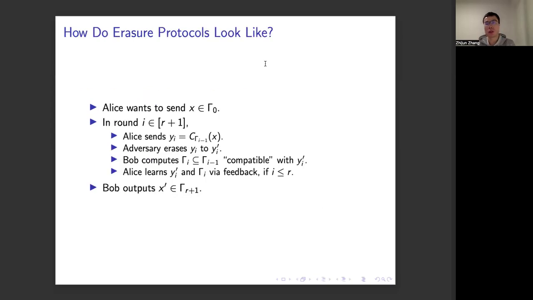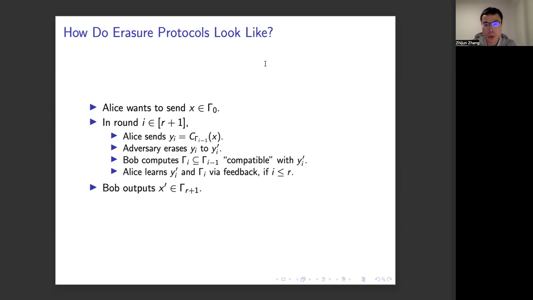Okay, now let's go into the proofs. So first, let's see how a typical erasure protocol should look. So suppose initially Alice wants to send some message h to Bob, which comes from a certain set Γ0. And in every round i, Alice will send some encoding y_i of the message h she wants to send. But because of the adversary, what Bob receives is a corrupted version y'_i.